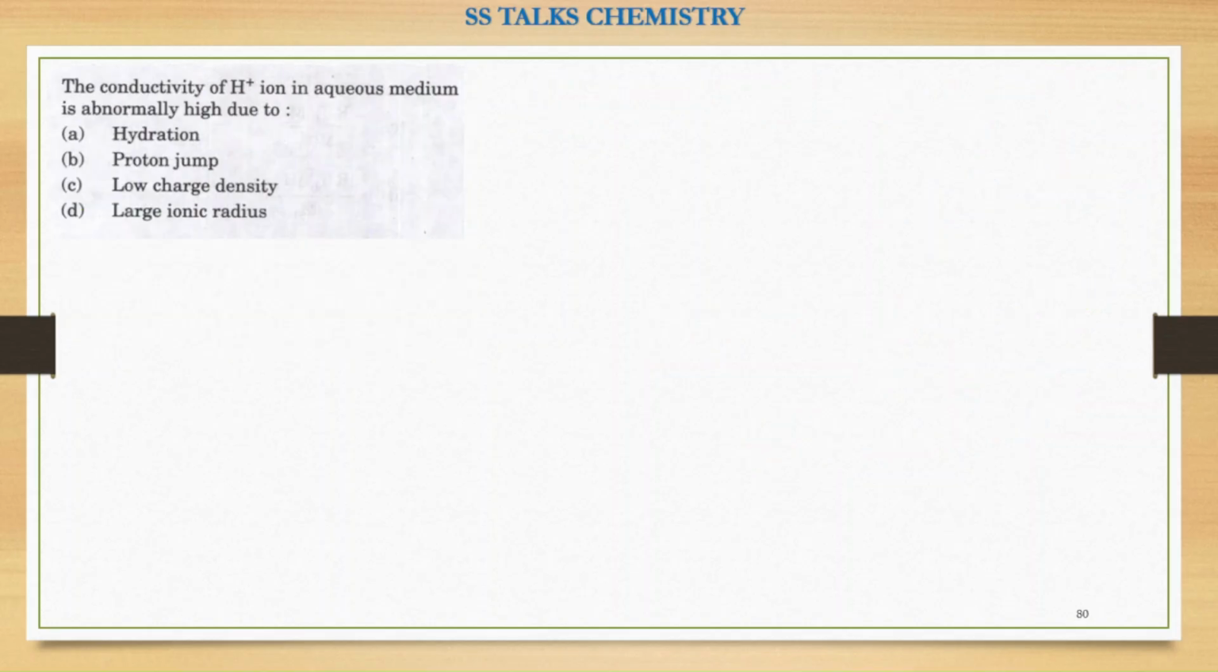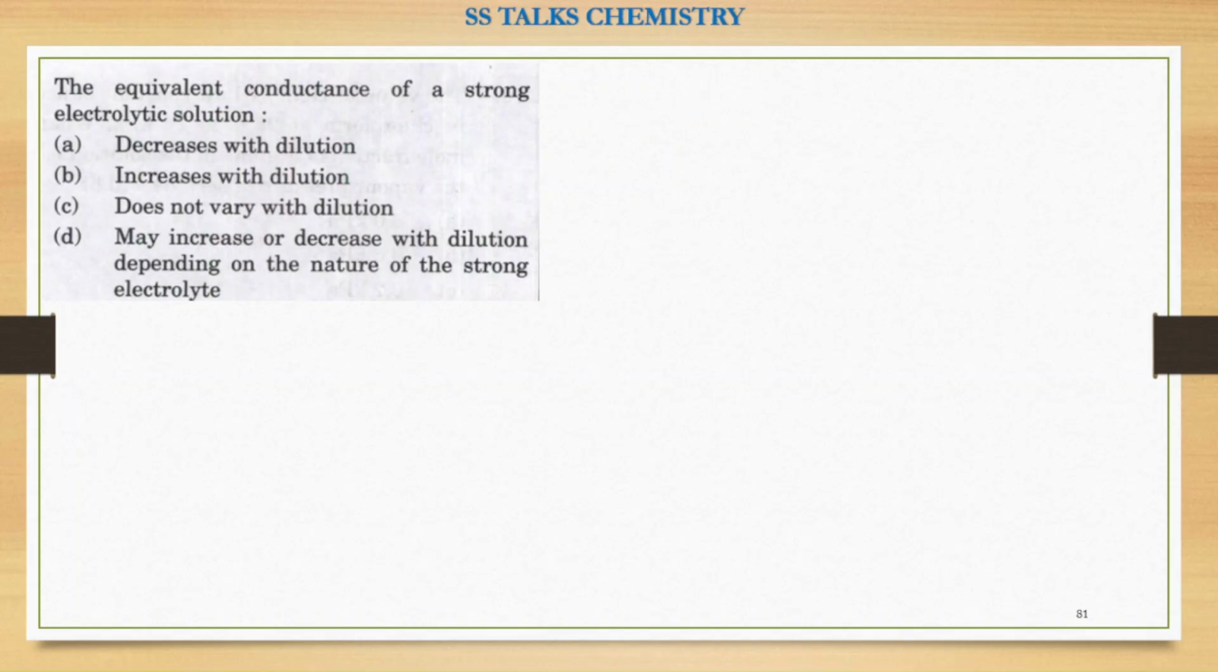Right? Next one we have is this. It says the conductivity of the H positive ion in the aqueous medium is abnormally high. So you see the same type of question was asked for the amide ions, right? That was formed from the ammonia solution. Now from the water we form the ions, that is H positive and OH negative. These have exceptionally high conductance because of the proton jump, right? The Grotthuss mechanism explains this. So this is going to be the answer.